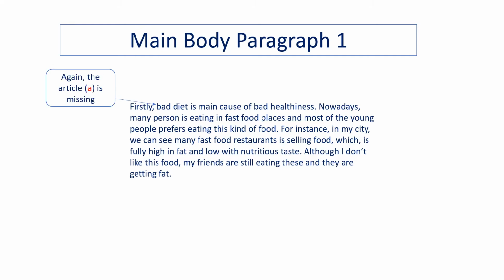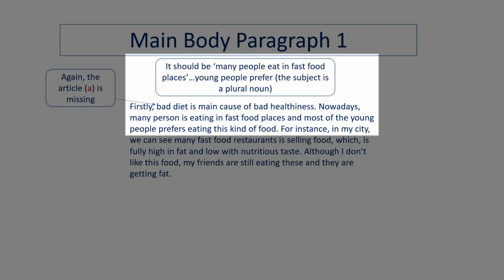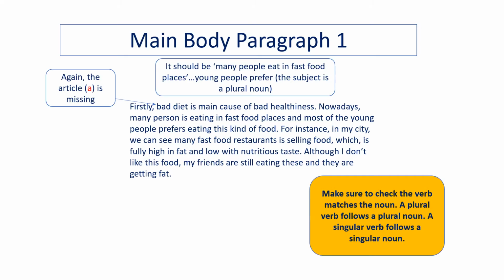Okay, so the article again is missing here. It should be many people eat in fast food places. Young people prefer. The subject is a plural noun, so the verb should also be plural. Okay, so make sure to check that the verb matches the noun. A plural verb follows a plural noun, and a singular verb follows a singular noun. It's really a pity because I know that the student has understood the topic.